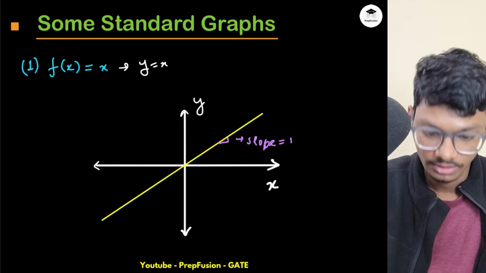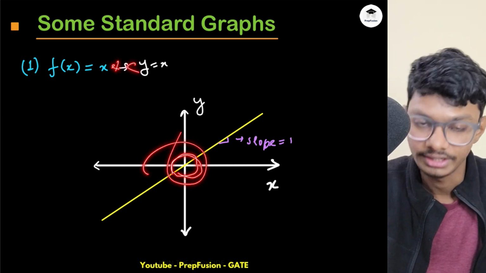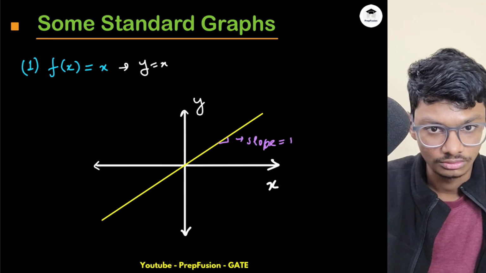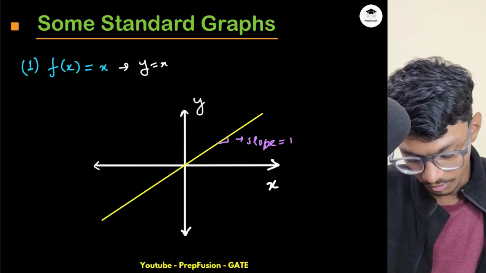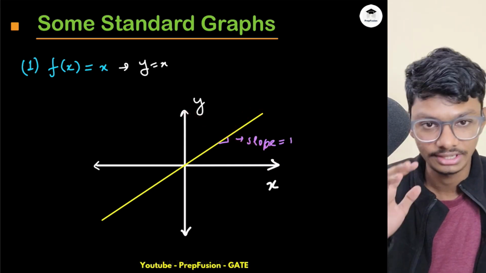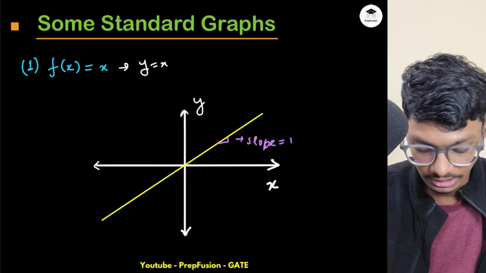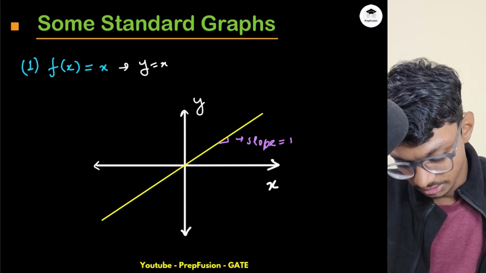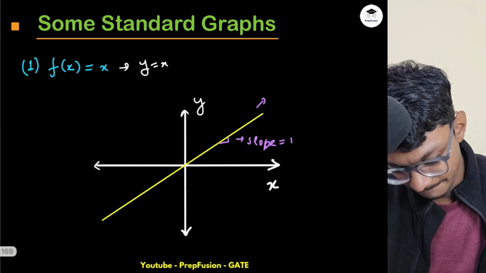What is the y-intercept? The y-intercept is at x equals 0. Here we don't have plus c, so that's why the y-intercept is at x equal to 0. So that is one important point about y-intercept and slope. For a straight line, you have to understand only the slope and y-intercept. I have already taken the example previously that this will be an odd function, right?